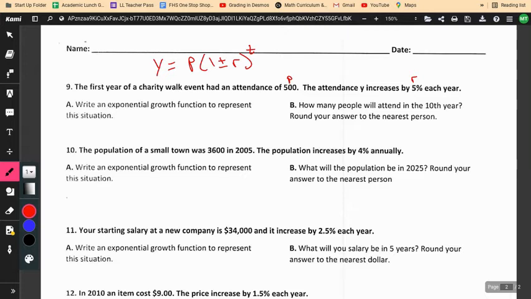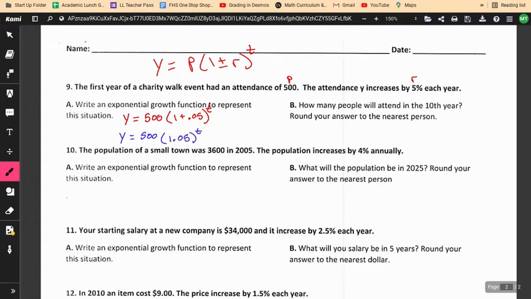So I take what I know and plug it into this equation up here at the top. I'm going to say that Y is equal to 500 times 1 plus, since it's an increase, it's just plus. And then 5% as a decimal is 0.05. We always have to convert it to a decimal. And then raised to the power of t. I can leave my equation like that, and that would still be correct, or I could simplify it to y equals 500 times 1.05 raised to the power of t.